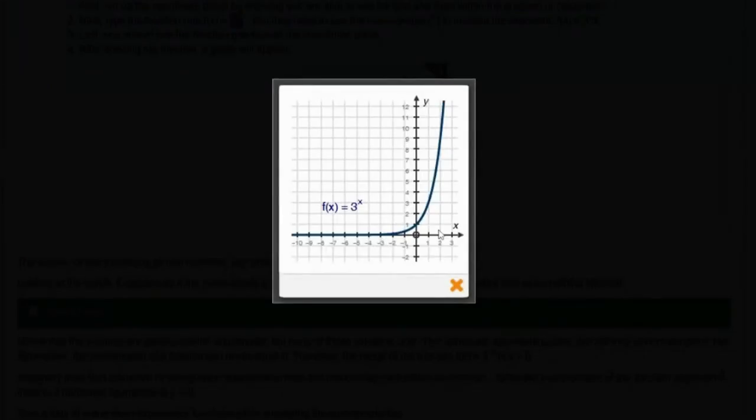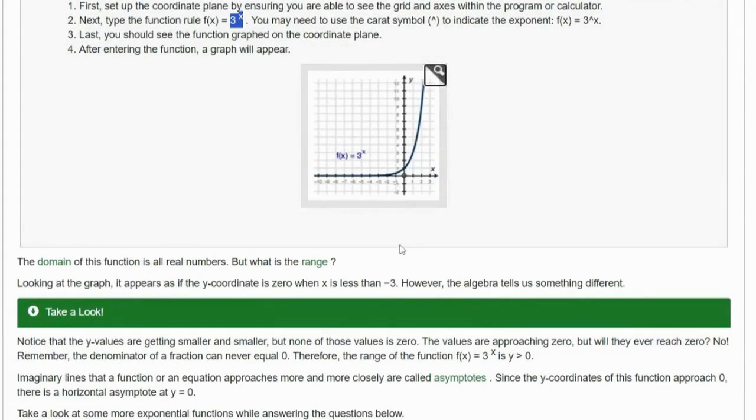If we look at that again, we can see that there are no negative y's in the range of an exponential function like this, unless we translate it or something. And it actually never hits 0. It just gets closer and closer to 0, but it'll never get to 0. So the range is y is greater than 0. Not greater than or equal to, because it's never equal to, just y is greater than 0.